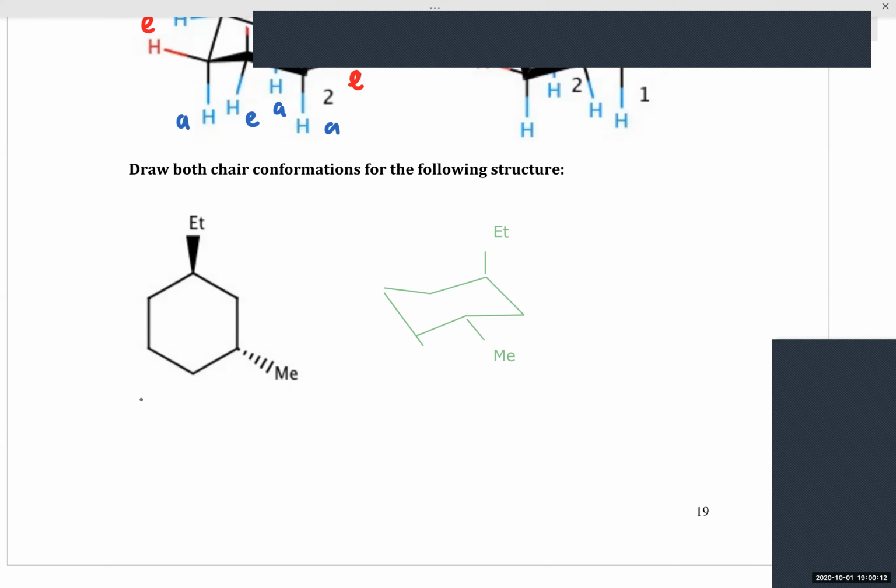Would someone like to propose another chair conformation using the annotate tool? If not, we'll discuss in about another minute. I really want to make sure students are comfortable drawing both chair conformations, as you have to consider both chair conformations in order to assess reactivity and the most accessible and the most prevalent conformation at equilibrium.